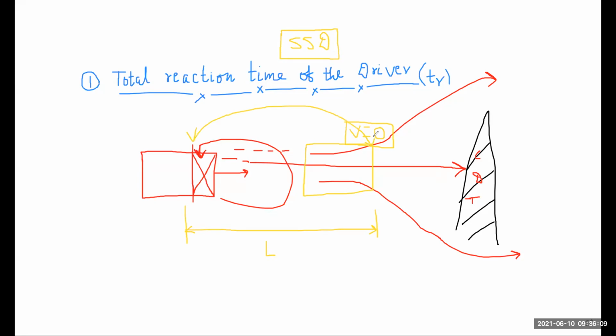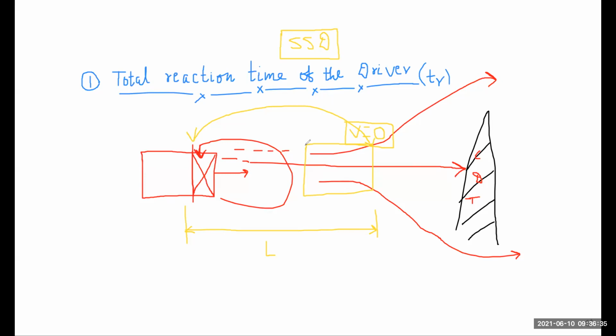Firstly, he sees something with his eye, or perceives some noise with his ear, and then some message goes into his brain. His brain gives some commands. After taking the command from the brain, he applies the brake. During this process, a certain time is consumed. This time is known as the total reaction time of the driver.